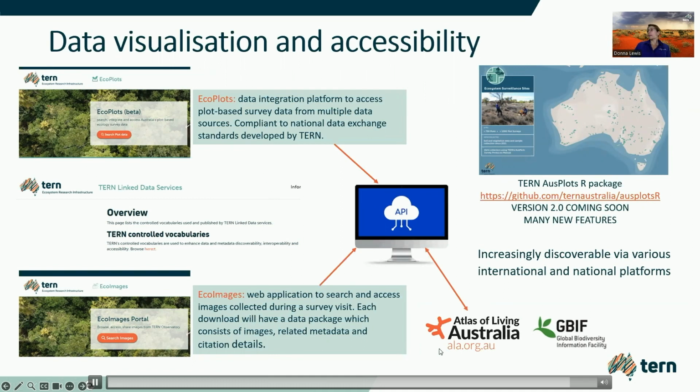So EcoPlots has an API that the ALA hits to deliver our occurrence records to the Atlas as a preserved specimen, because we're specimen related. And of course, the ALA being the node for GBIF, it is automatically delivered through to GBIF.